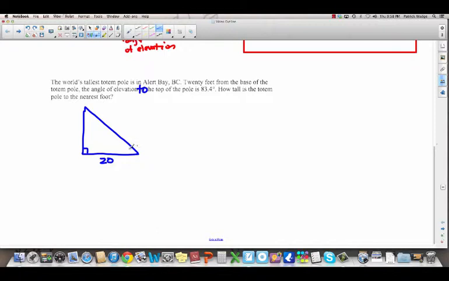The angle of elevation is 83.4, so this is 83.4, right? From the horizontal looking up, this is the elevation. We want to know how tall is the totem pole, so we want to know this right here. Okay, we're going to either use sine, cosine, or tan. So we look from the angle we know, which is this one. What are the two sides we're interested in? We're interested in this one, because this is the one we want to know, that's opposite. And we're interested in this one, this is adjacent. Which one of our ratios are opposite and adjacent? It's tan. So tan of 83.4 degrees equals opposite, which is x, over 20.